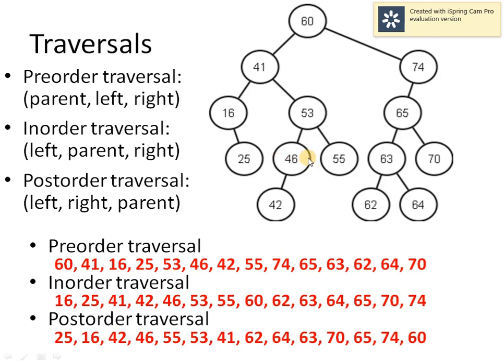Now before visiting 46 we have to visit its right subtree. So right subtree is null, so after 42 we will visit 46. So here we have visited 46. So we have completed with the left of 53. Now we have to visit right of 53, that is a single node 55. So we have visited 55. Then we can visit the parent. So we will visit 53.